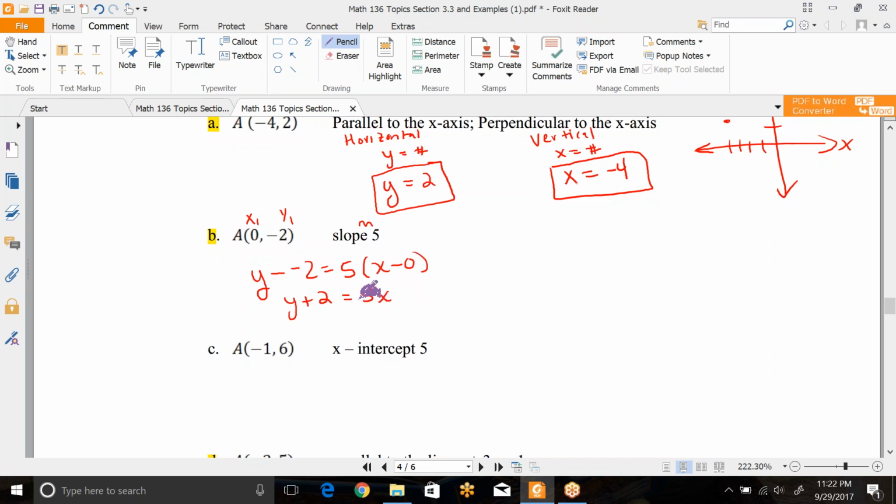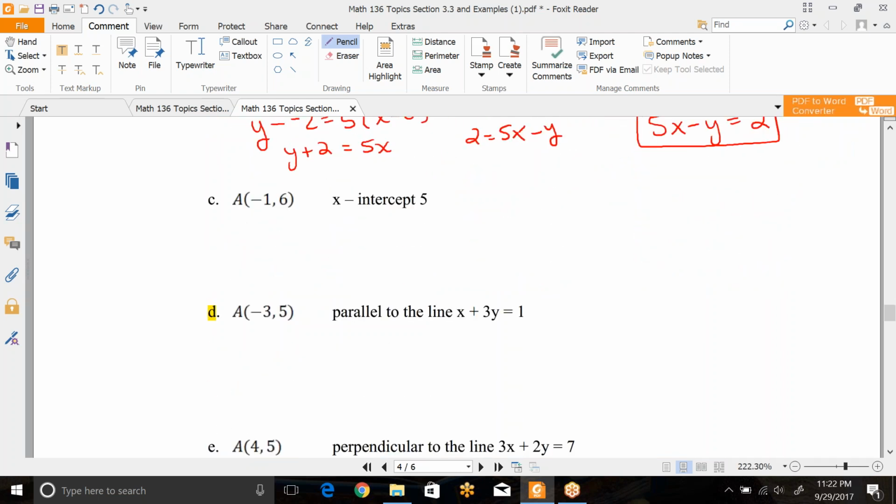And if we want this to be in general form, we need x and y to be on the same side. So you could subtract the y over. So that would be 5x minus y. And typically we'd want that to look like ax plus by equals c, so we can just rewrite it where we flip the entire thing. So there's my general form for that one.